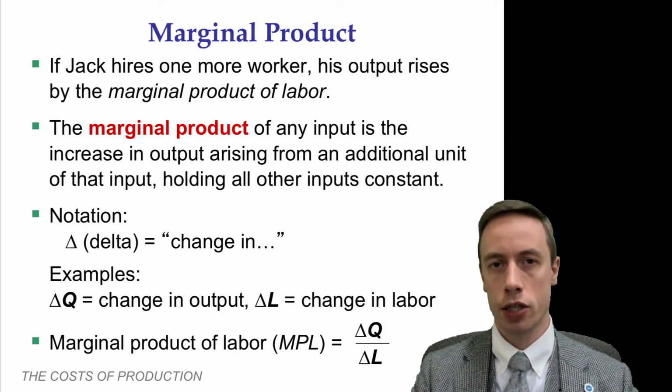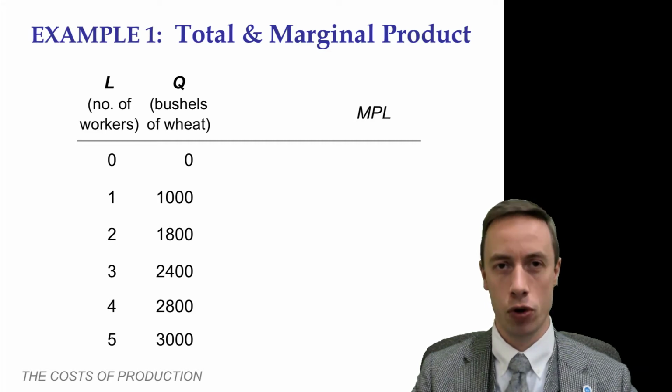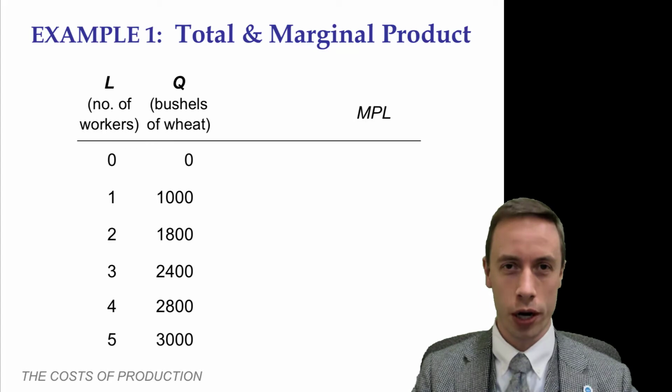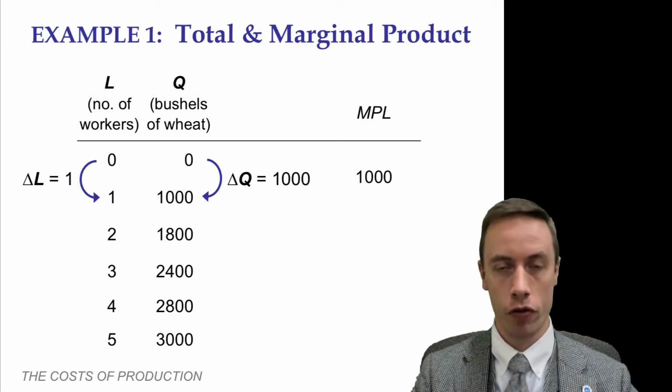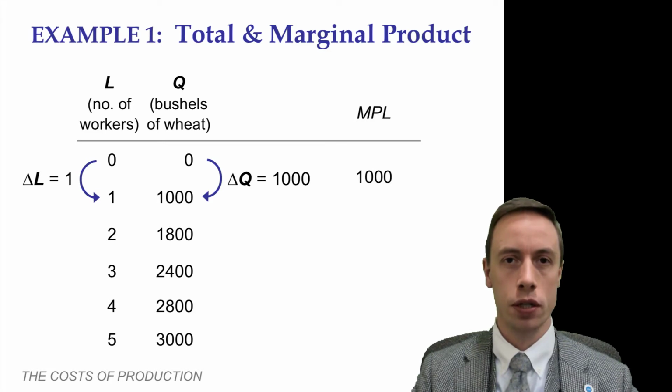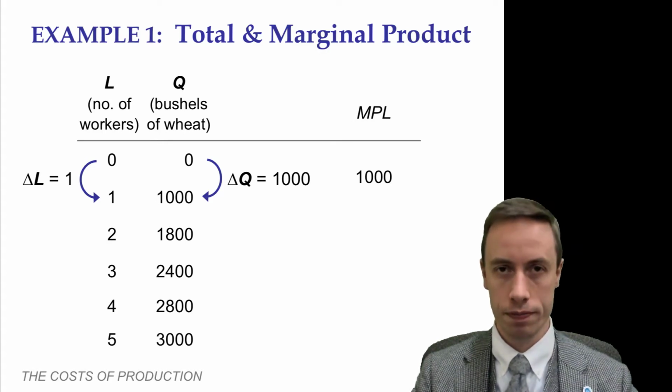So let's go back to Jack's production function, the table version. I'll have something to say about the graph in just a minute, and work out those numbers. Here are the 0 through 5 workers and the output they produce. So let's go ahead and calculate the marginal product of hiring the first worker. That's probably the easiest one to work out. So for the first worker, production goes from 0 to 1,000. The change then is 1,000. And the change in workers is 1 additional worker. 1,000 divided by 1. The marginal product of the first worker is 1,000 bushels of wheat.